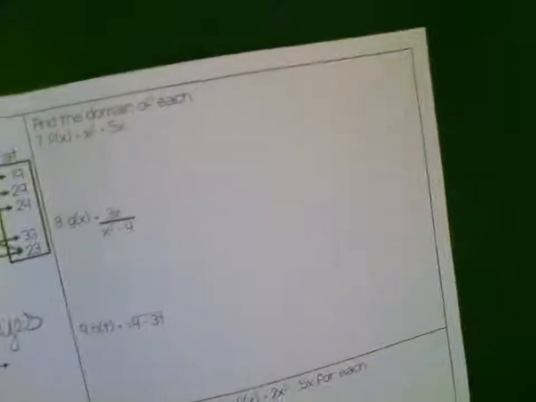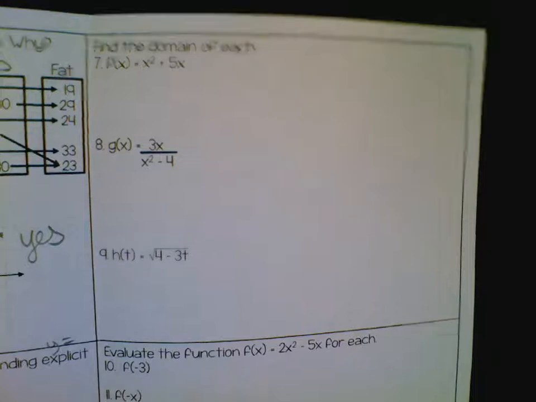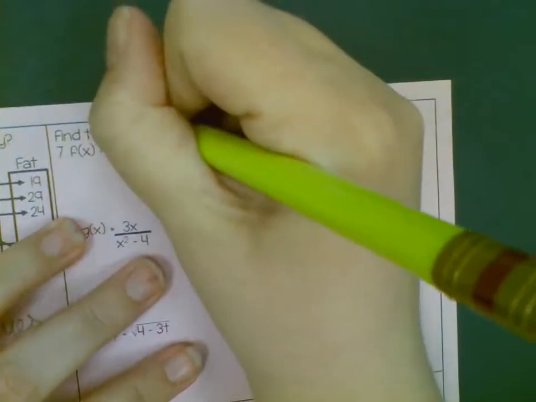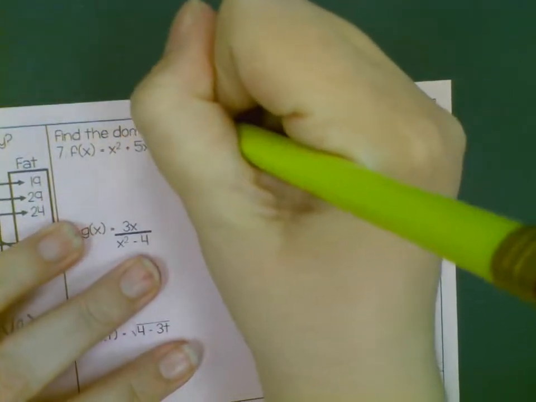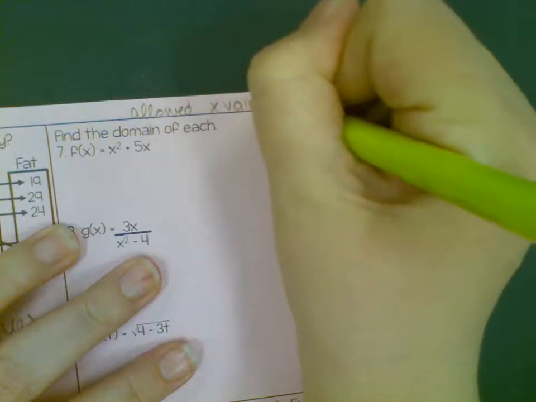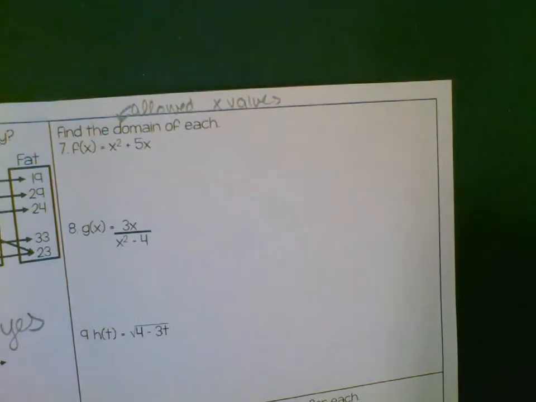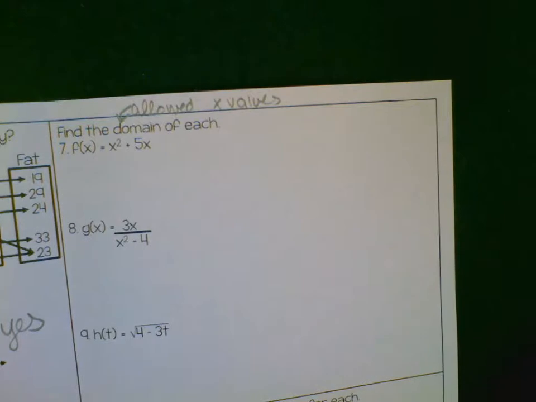So let's take a look at question 7 up on the top. For these questions, it says, what's the domain? So remember, domain is what x values are we allowed to use in our equation. Okay, so what are we allowed to use? Take a look at number 7. What kind of equation is that? Very good, it's quadratic, which means the graph looks like a parabola.